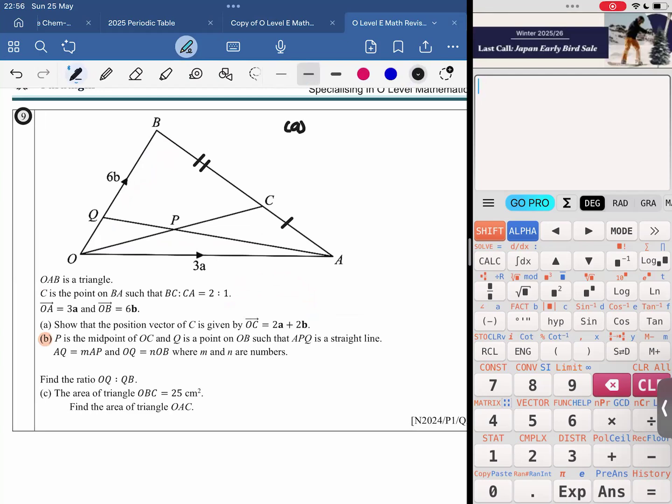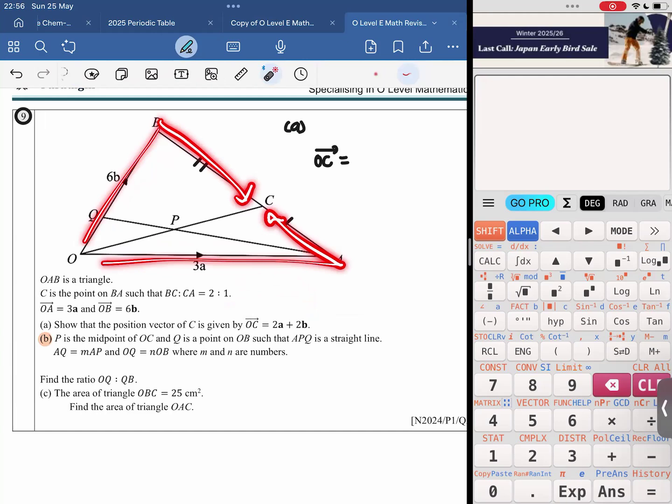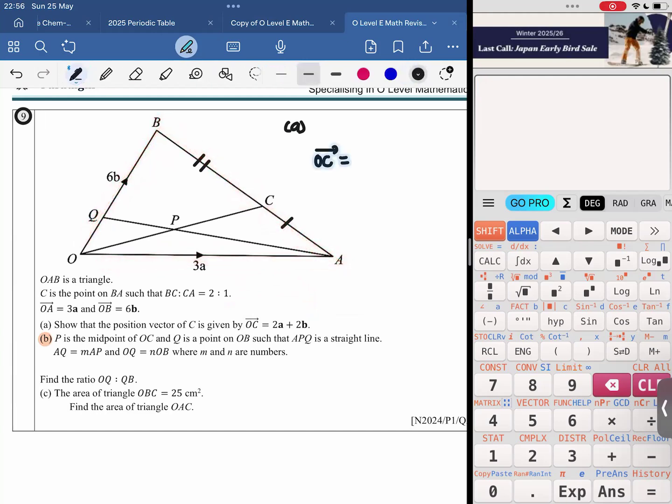So I'm going to write OC here. There are two ways to get there. You either go from upstairs or you go from downstairs. I'm going to try going from upstairs. So there is OB plus BC. Then you realize BC actually belongs to BA, right?